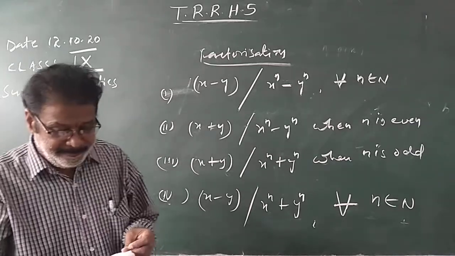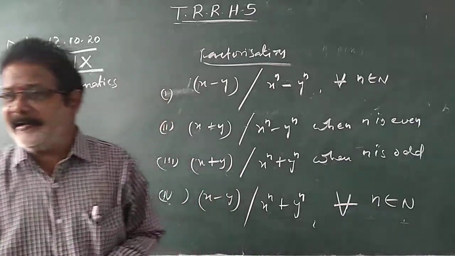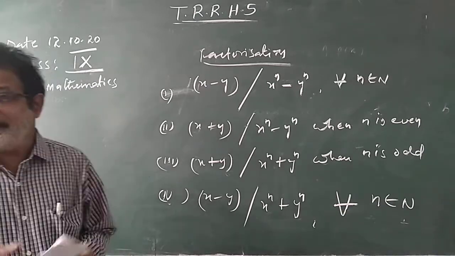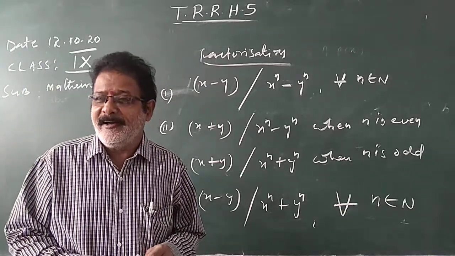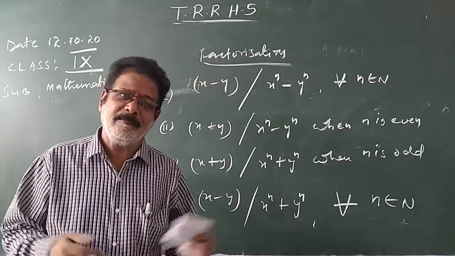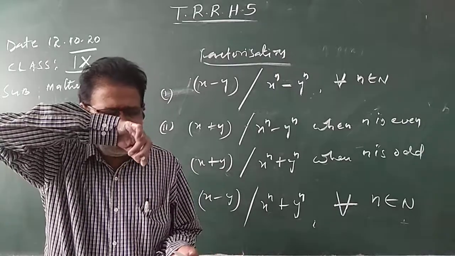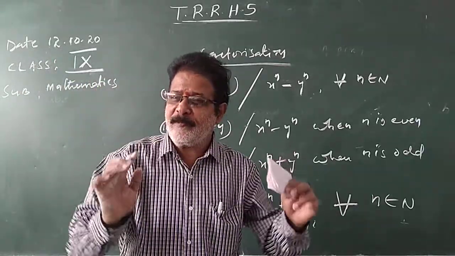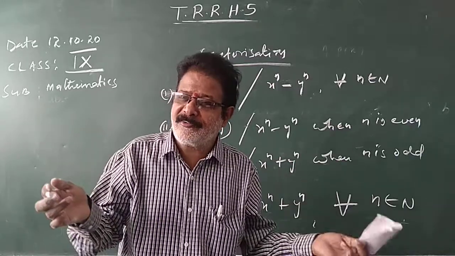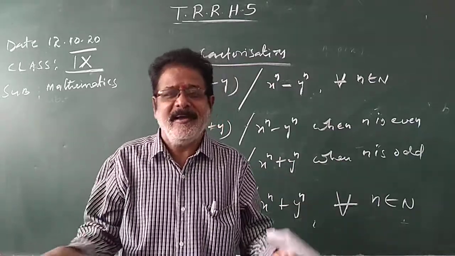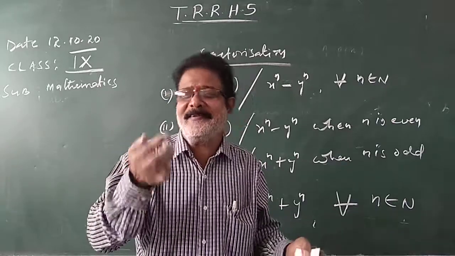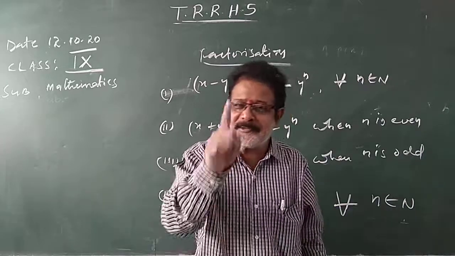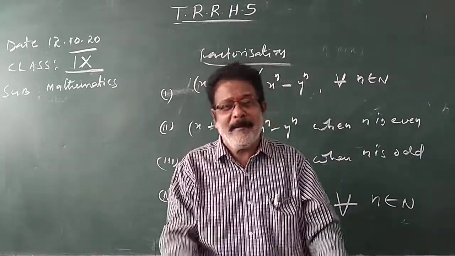Next, basic algebraic identities, which you have already learnt in the 8th class. They are a plus b whole square, a minus b whole square, a plus b into a minus b. Here in the 9th class we say it in terms of x and y instead of a and b: x plus y whole square is x square plus y square plus 2xy, x minus y whole square is x square minus 2xy plus y square, x square minus y square is x plus y into x minus y, and x plus y plus z whole square equals x square plus y square plus z square plus 2xy plus 2yz plus 2zx.